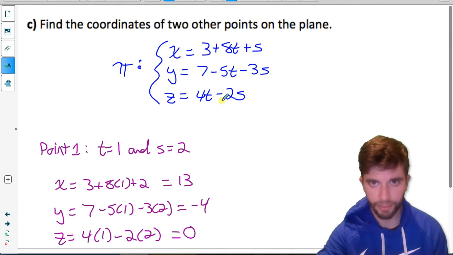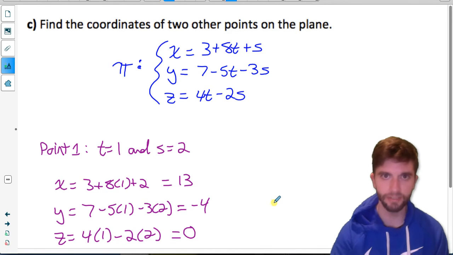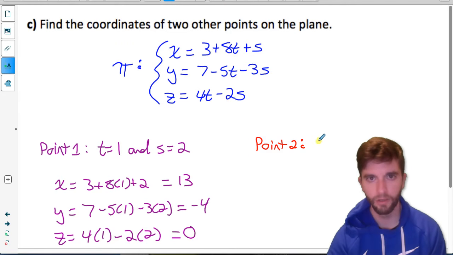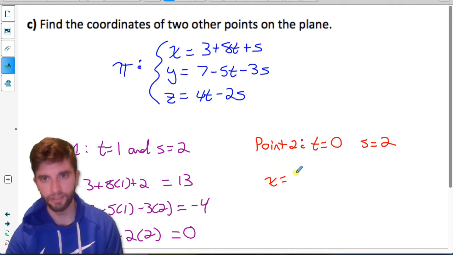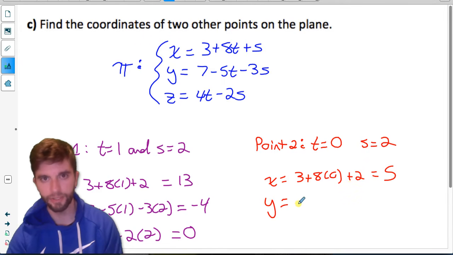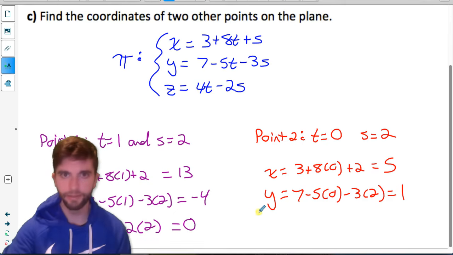Let's find another point that's on the plane. It shouldn't matter what I choose for t and s. Any scalar multiple of those direction vectors added with the position vector will give me a resultant that points to a point on the plane. So for point 2, let's choose t equals 0 and s equals 2. So x equals 3 plus 8 times 0 plus 2. That'll give me 5. And y would equal 7 minus 5 times 0 minus 3 times 2. So 7 minus 6, that's 1.